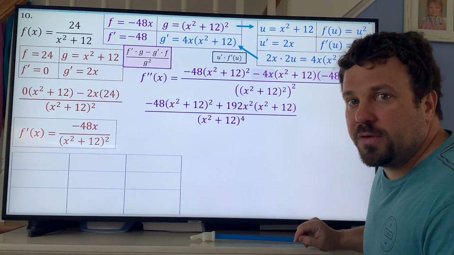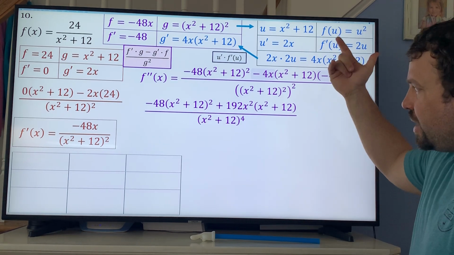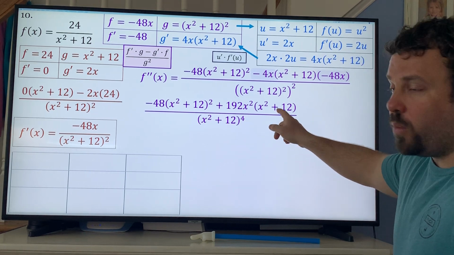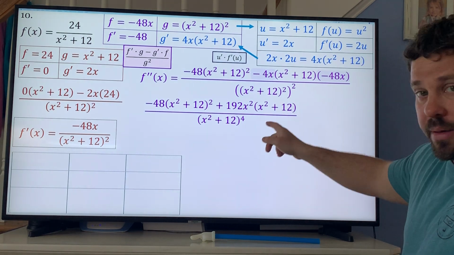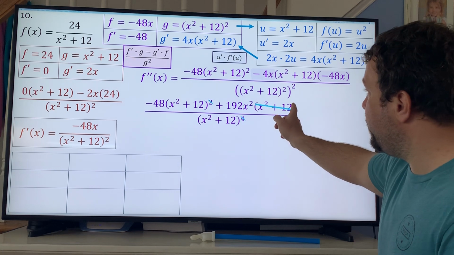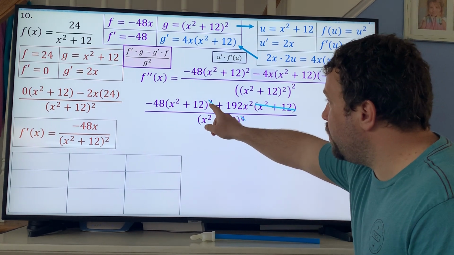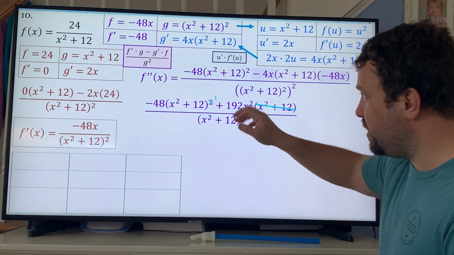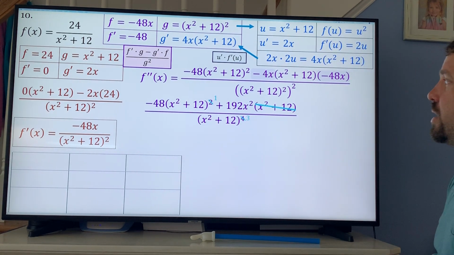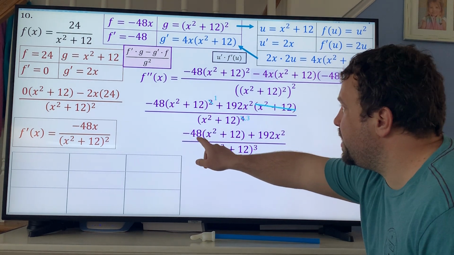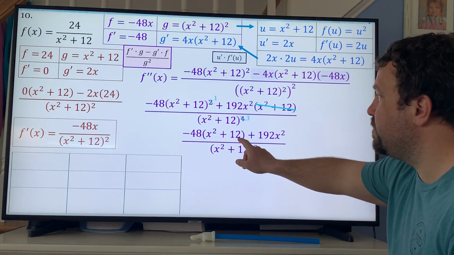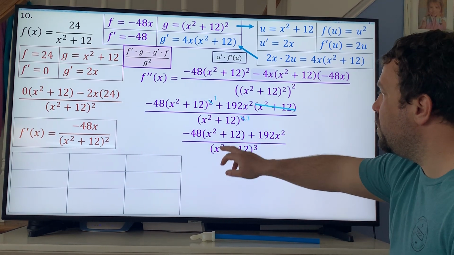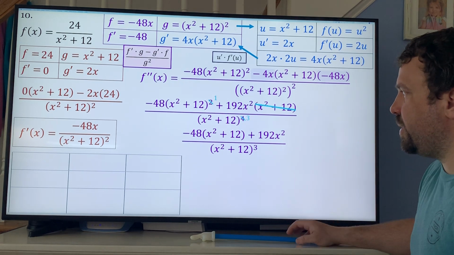1, 2, 3 parts of our equation, right? 3 functions in a function. And they all have what? x squared plus 12. So I have 2 here, 4 here, and 1 here. So that means I could take out how many? Take out 1. So I take out this whole one. I'm going to take out one of these 2, leaving me with 1, and one of these 4, leaving me with 3. All right? So when I rewrite this, I got negative 48 times x squared plus 12 plus 192x, this becomes 1, over x squared plus 12 to the 3rd power.